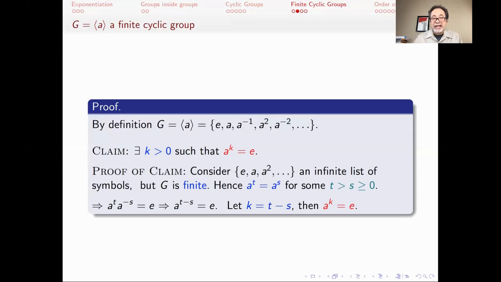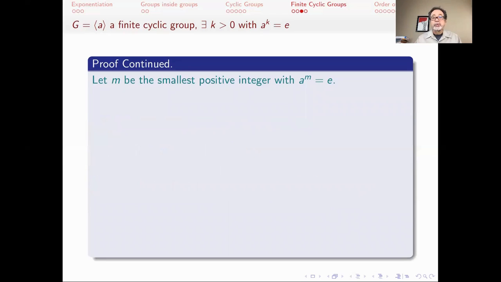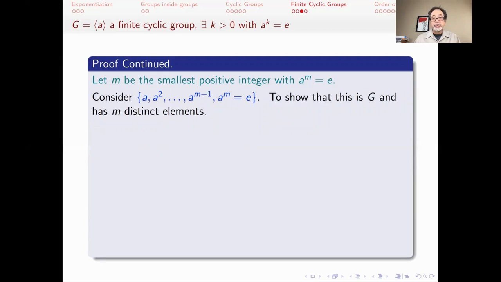So if you start with a and just keep multiplying by itself, you will eventually get e. And this is true for any element in any finite group, because even if the group is not cyclic, that element generates a cyclic subgroup. And we know that there is a positive integer k such that a to the k is e. And in fact, there will be many such k's. But pick the smallest positive integer and call it m. Consider this claimant to the throne. This set of elements claims to be all of g. We want to show that this is g and it has m distinct elements.